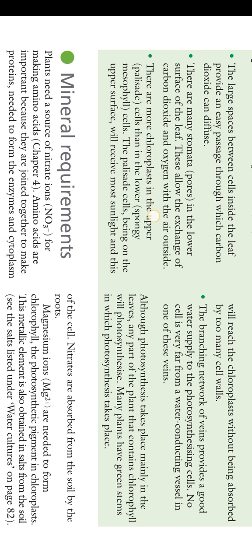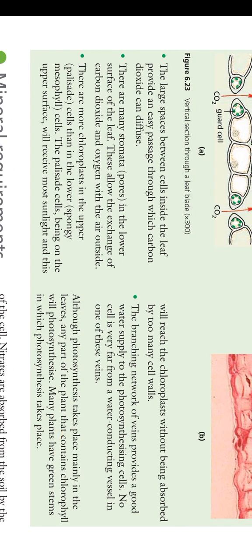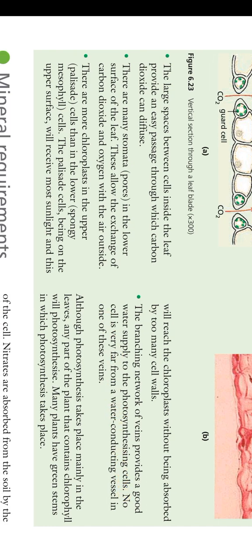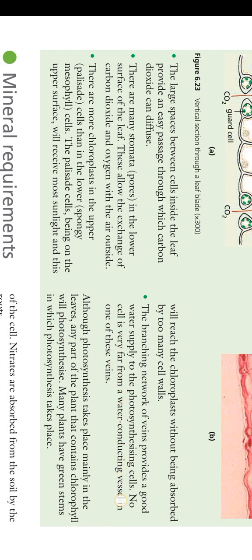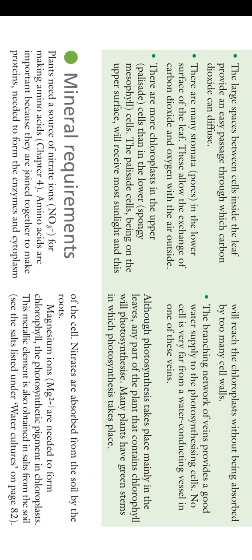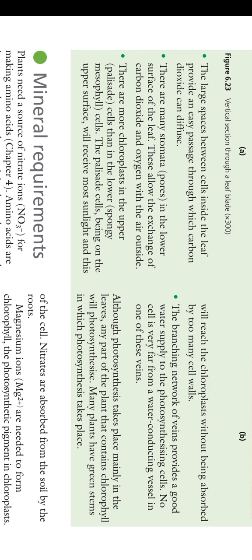So there are more chloroplasts in the upper palisade cells than in the lower side. That is the reason, actually, to trap the maximum light. The branching network of veins provides a good water supply to the photosynthesizing cells. No cell is very far from a water conducting vessel in one of these veins. Although photosynthesis takes place mainly in the leaves, any part of the plant that contains chlorophyll will photosynthesize. Many plants have green stems in which photosynthesis takes place.